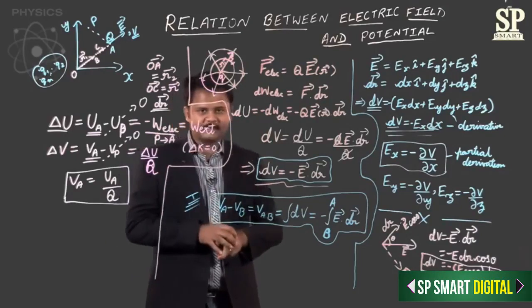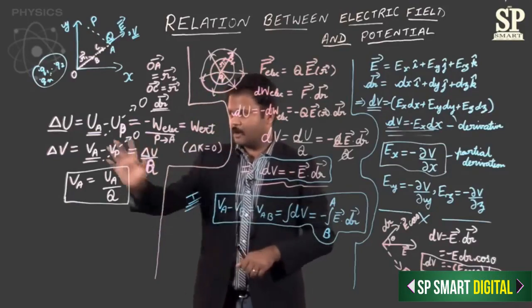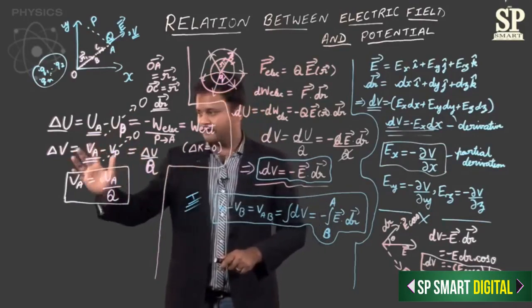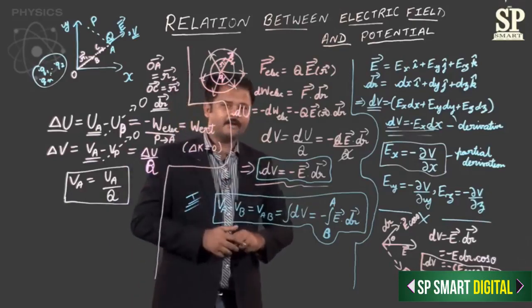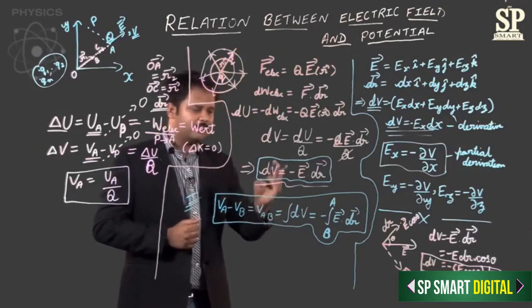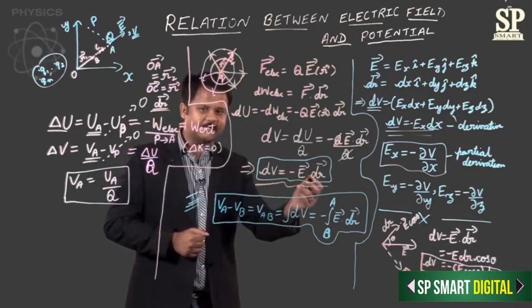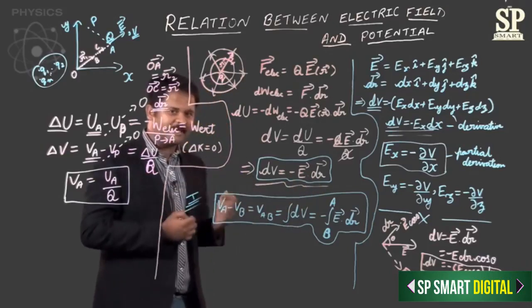I would like to summarize. What we did here was, we started with these concepts of the potential energy and potential itself, and then we tried to find out the relation between the electric field and potential. We found this particular relation. It relates the change in potential with the change in displacement and the electric field intensity.